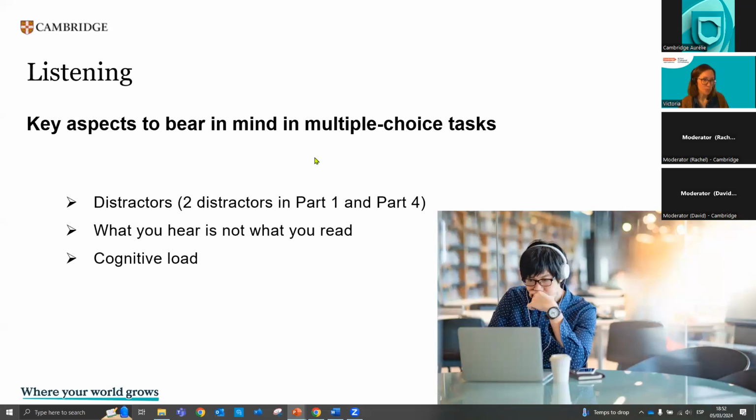Well, key aspects to bear in mind in the multiple choice tasks, because we don't have a solution for everything. Well, things that you need to bear in mind is that there are distractors. These are the options which are not correct in a multiple choice. What you hear is not what you read. So again, we are tapping into the idea of paraphrasing.